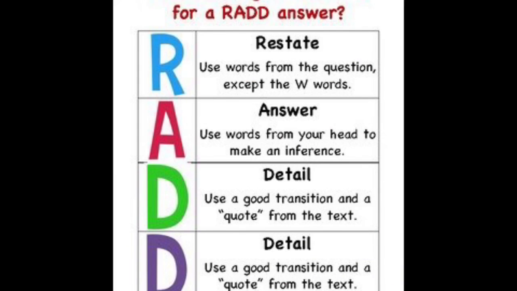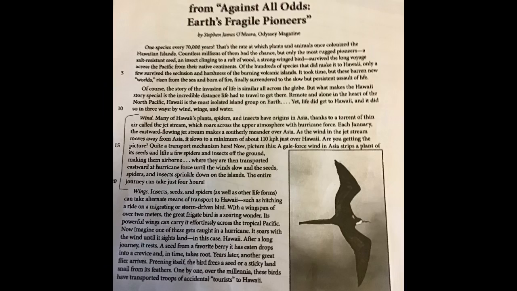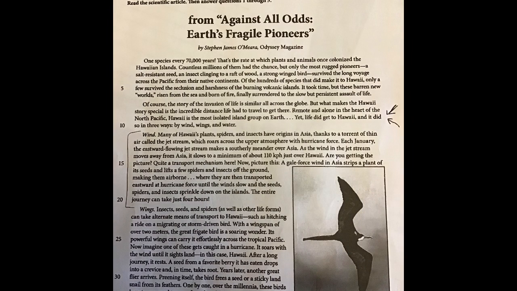So I need one more quote from the article that supports my central idea of how Hawaii is unique because life has been brought to Hawaii. So what I'm going to choose is line 9 in paragraph 2. So again, I'm looking at this article. Okay, and line 9 says, yet life did get to Hawaii, and it did so in 3 ways, by wind, wings, and water. So I'm showcasing a very brief synopsis of how they say life was brought to Hawaii, which was the wind, wings, and water. Okay, so I'm going to start with a transition.